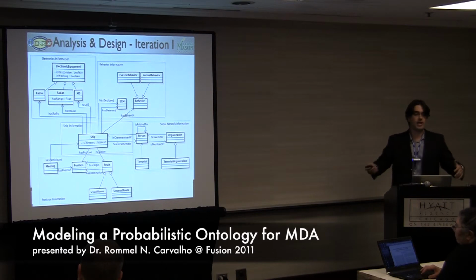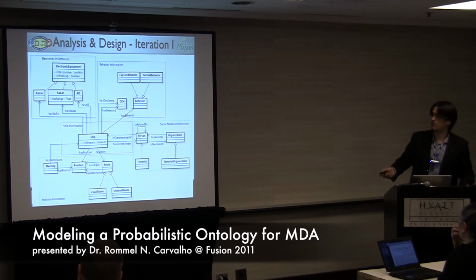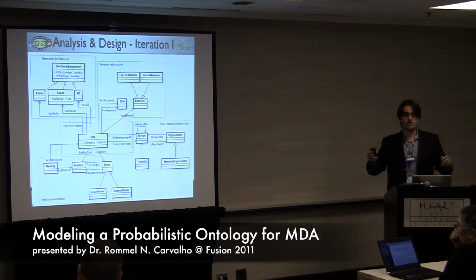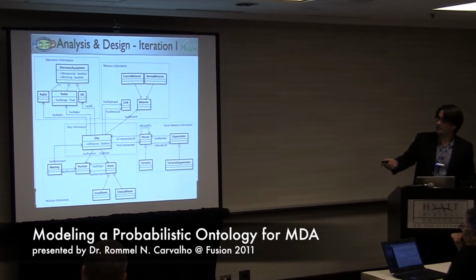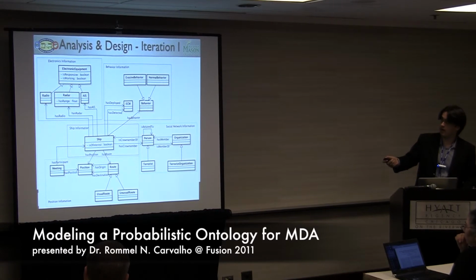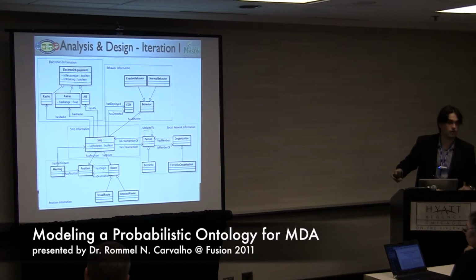So basically, during analysis and design, we initially have this model, which is a lightweight ontology, using UML to represent a lightweight ontology for our model. And you have things like behavior, you have evasive behavior and normal behavior, and you have the ship here with really just one attribute.